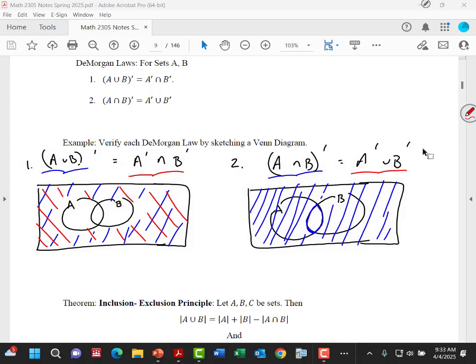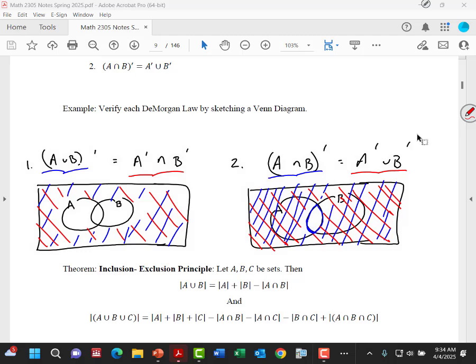That's the same thing as everything that is not in A or not in B. So notice I would shade the exact same set right here, simply omitting the intersection. And so we call these right here De Morgan's laws, which are very useful as we are going to progress through set theory and then later probability.